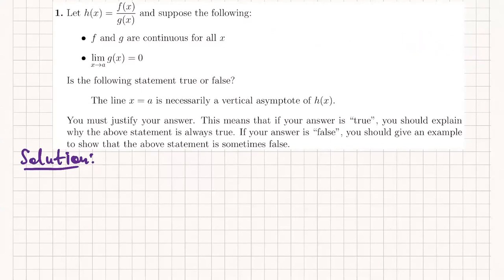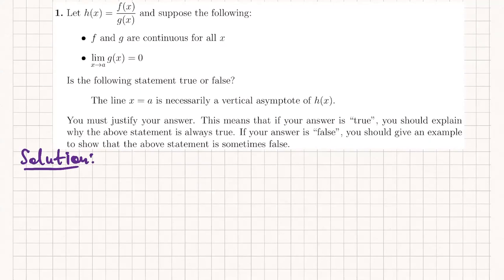So does someone want to volunteer their answer then for this question? That means f and g have the direct substitution property. So if I want to figure out a limit, I can just substitute the number into f and g. That's the first thing. And the second thing means that the limit of g is 0 at x equals a. So what do you think? Is the line x equals a necessarily a vertical asymptote? What do you think, Thomas?